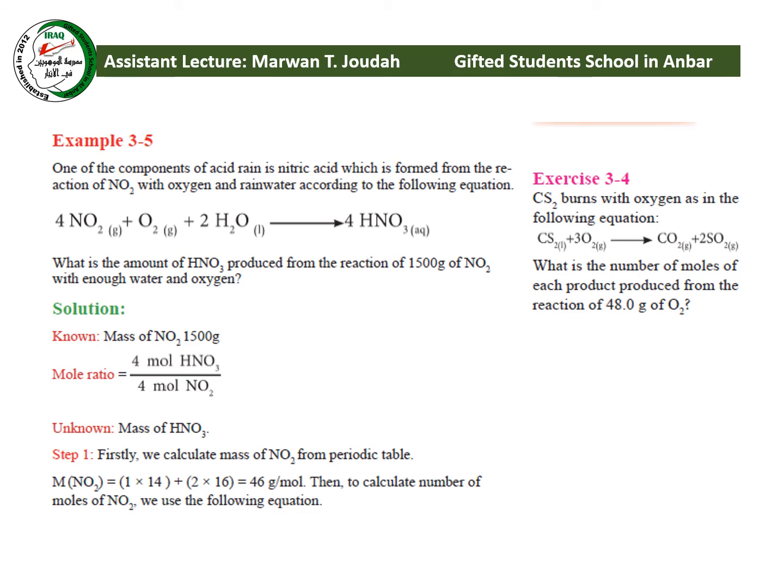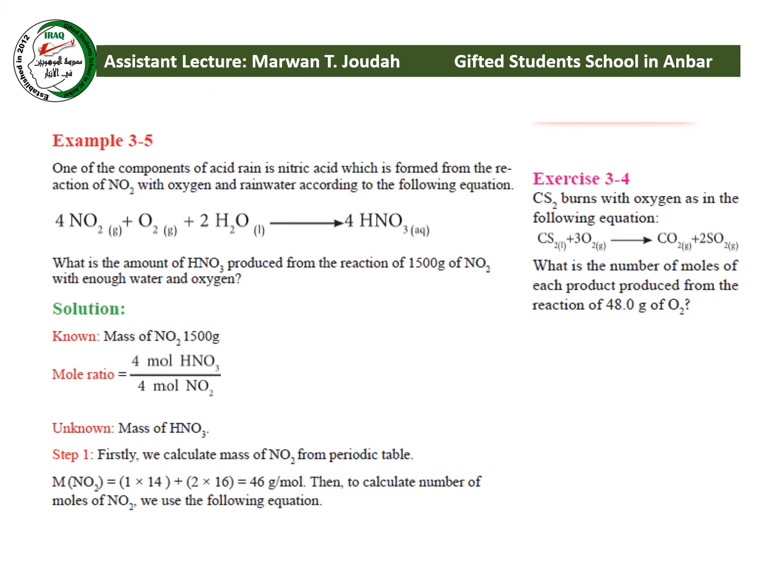One of the components of acid rain is nitric acid, formed in the reaction of NO2 with oxygen and rain water, according to the following equation. We have this equation. So first of all, what is required from us here is to calculate the amount of HNO3 produced from the reaction of 1,500 grams of NO2, the same as the previous example. So we are given the mass of NO2, and what is required here is the mass, or the amount. When you say amount, it means the mass. Okay, the mass of HNO3.